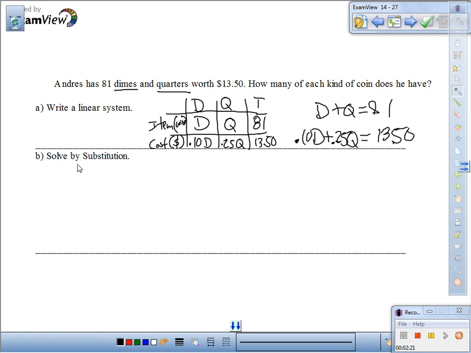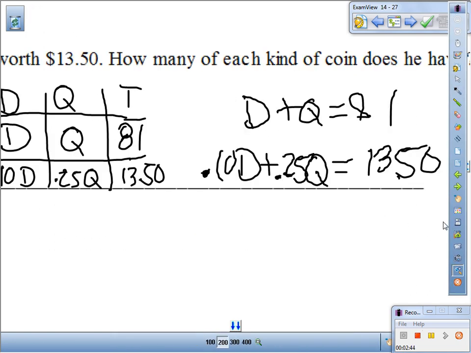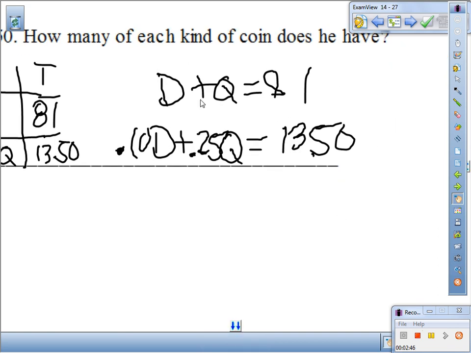All right, it says solve by substitution. Uh-oh. What method have we been using for these? No, we've been solving by elimination. So check this out. Let me zoom in. For substitution, one of the two equations needs to be solved for one variable. Which is easier to solve, the top one or the bottom one? The top one. What variable do you want to leave alone, the D or the Q? D. All right, so we subtract Q from each side.